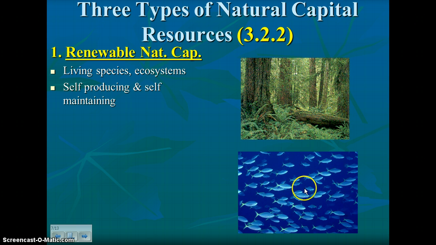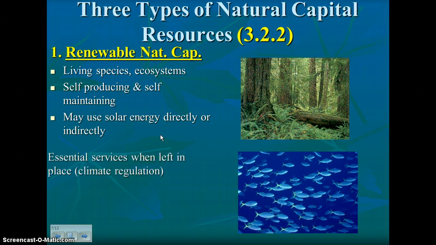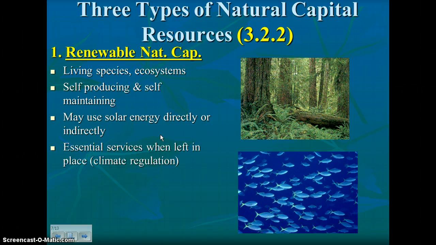Fish, if we eat some of the fish out of this population, they will reproduce and there will be more. They all depend either directly or indirectly on solar energy because they're all going to be related to food chains. Lastly, all of them are probably going to, in some shape or form, provide some services, whether it's flood protection or even trees helping us with climate regulation.